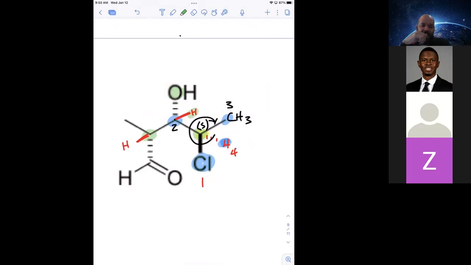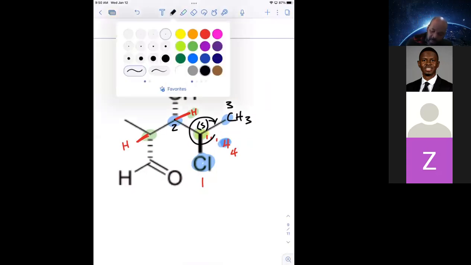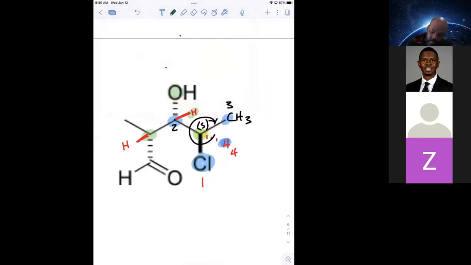Now we need to prioritize it. Which group is going to be highest? The O8, the oxygen. So this is going to be 1. And then between this carbon over here and this carbon over here, which one do you think is 2? This is kind of tricky.